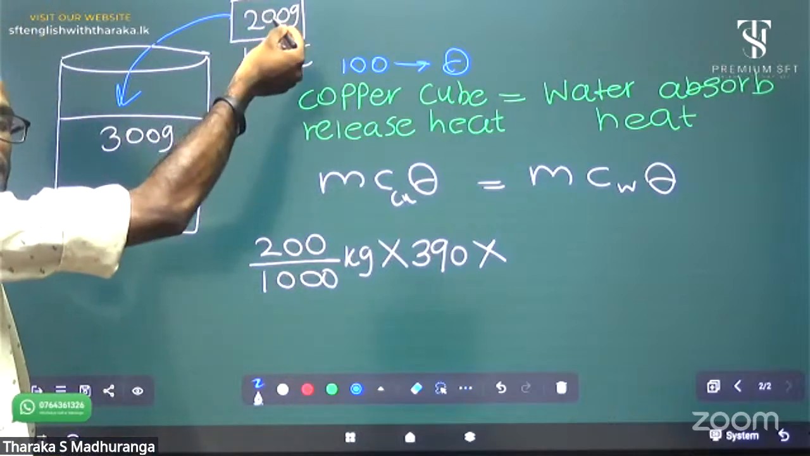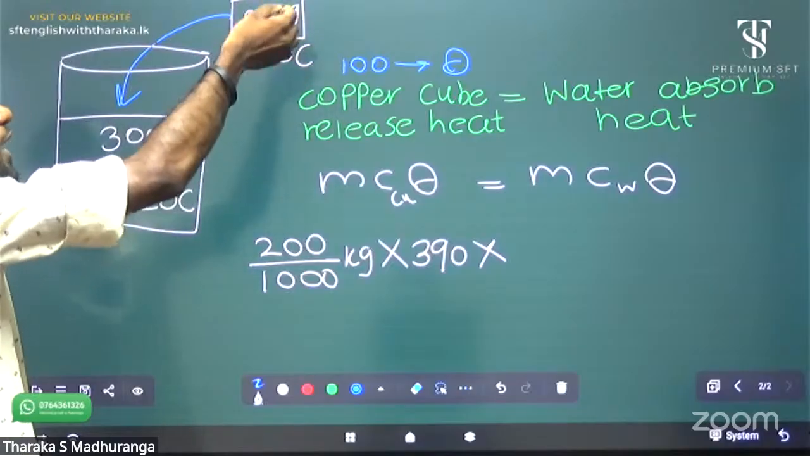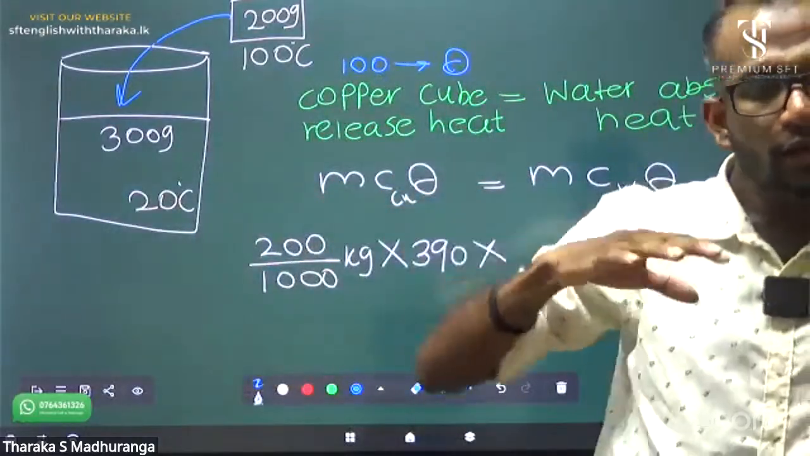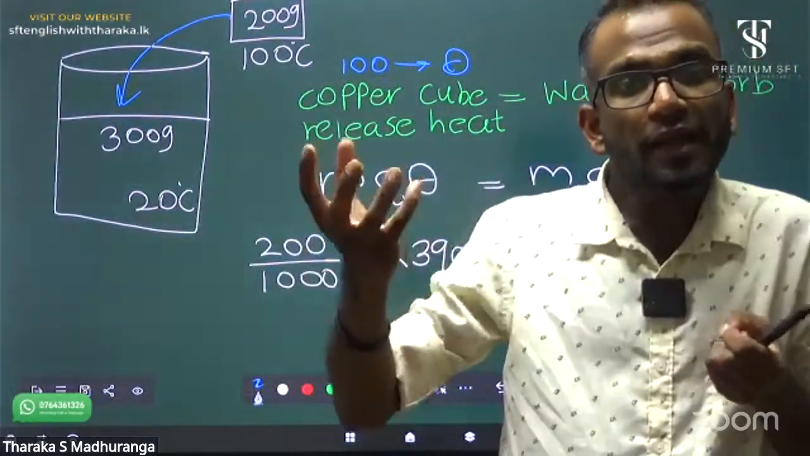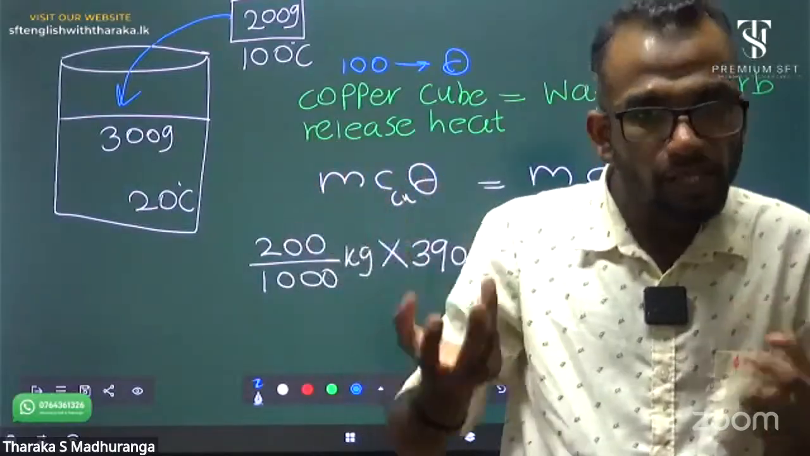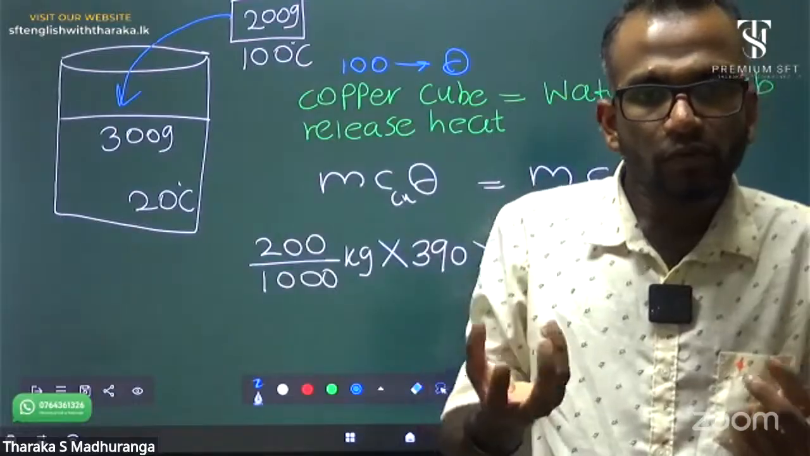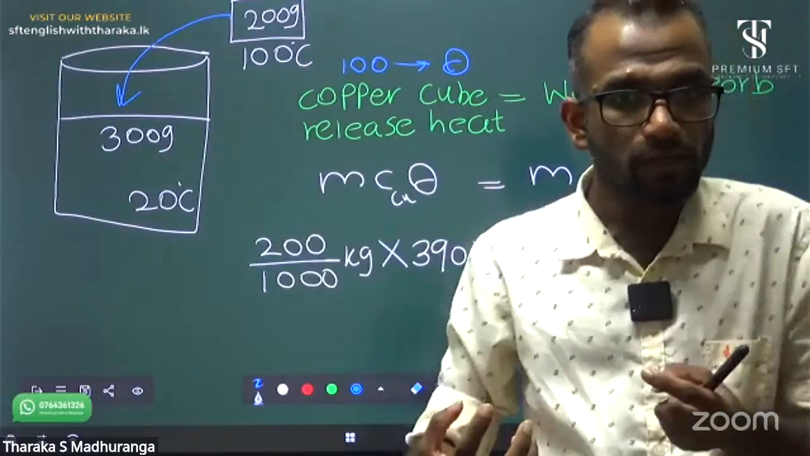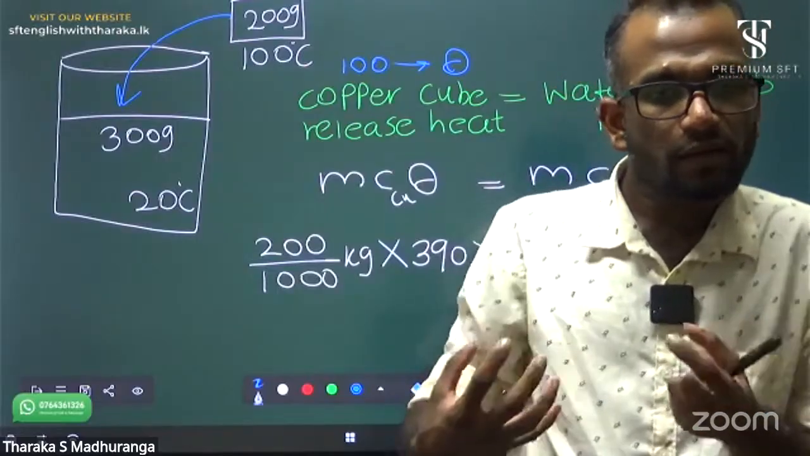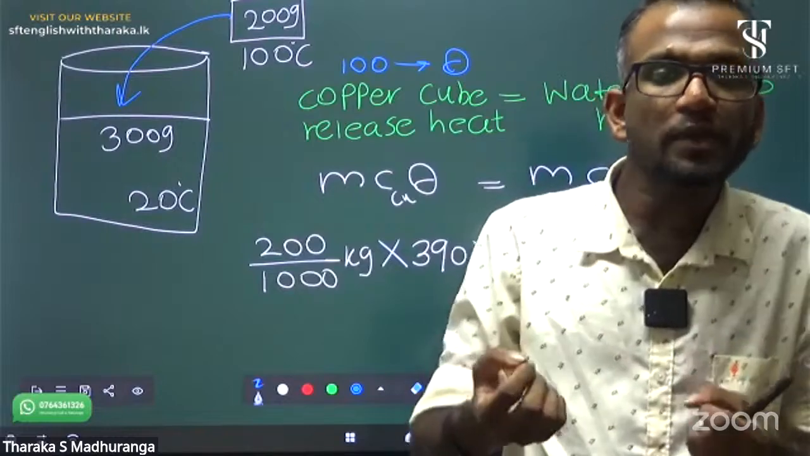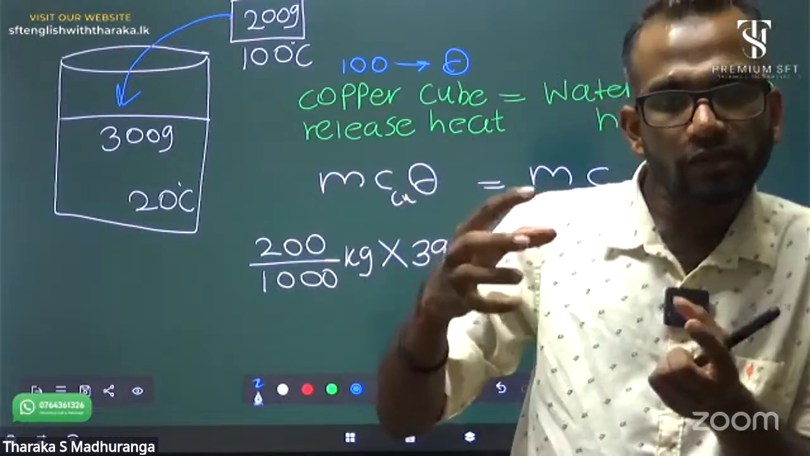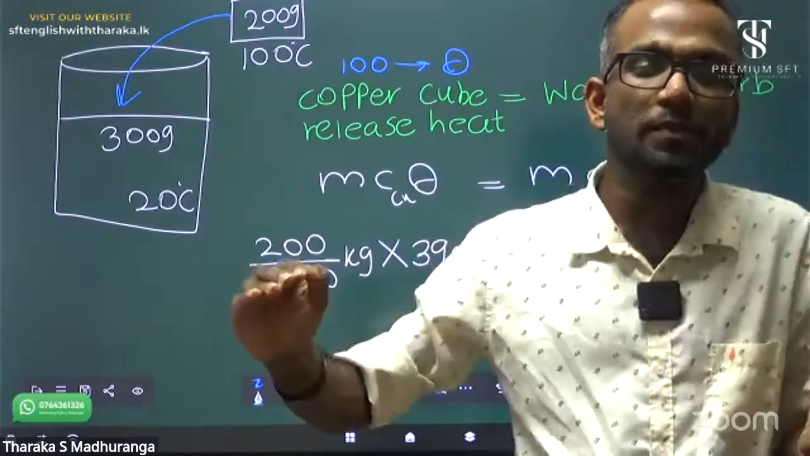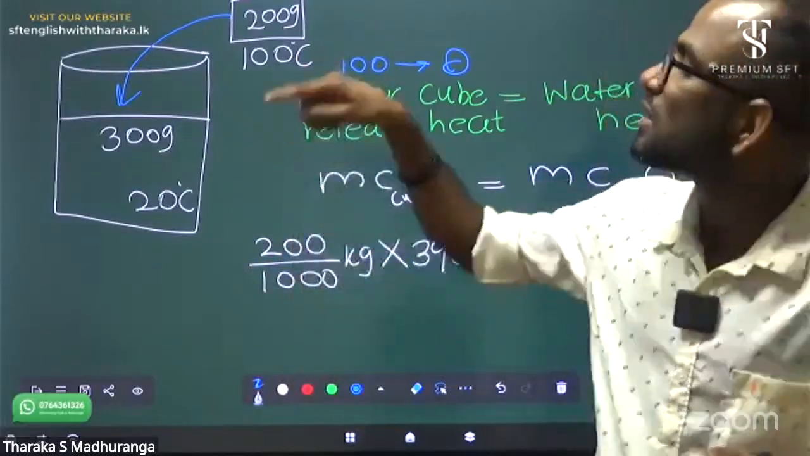Maya, this 200 gram copper cube at 100 Celsius, when we introduce it to the water bath, the water temperature is increasing and the copper cube temperature is decreasing. Because the heated substance is releasing heat and the cold substance is absorbing heat. Due to this thermal exchange, both cube and water come to the same temperature. Same temperature means equilibrium temperature, the middle temperature. This middle temperature is theta.